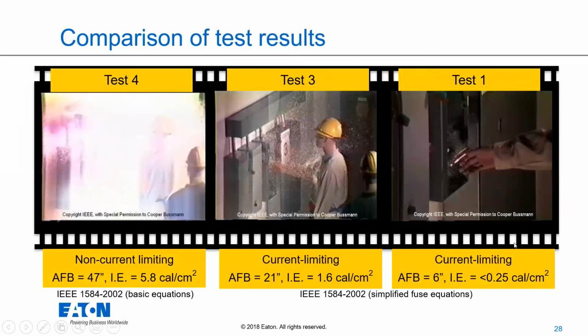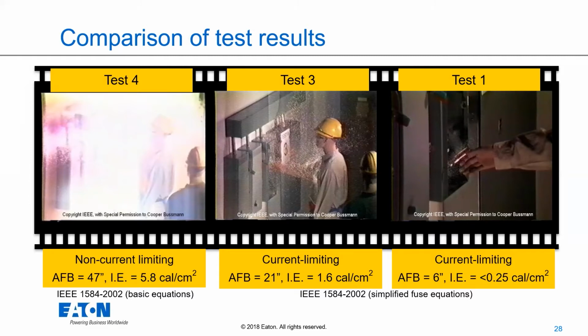So here's my comparison of the test results. With my non-current limiting device, my arc flash boundary is going to be 47 inches. That's pretty far away, 4 feet away, before you are safe from this. Incident energy is 5.8 calories per centimeter squared. Of course, that would also help you determine what level of PPE you would need to use. With the current limiting device, that arc flash boundary is cut in half, and my incident energy is 1.6.